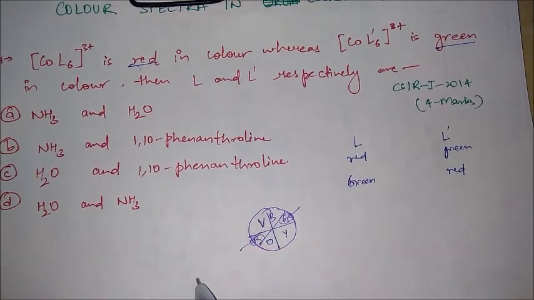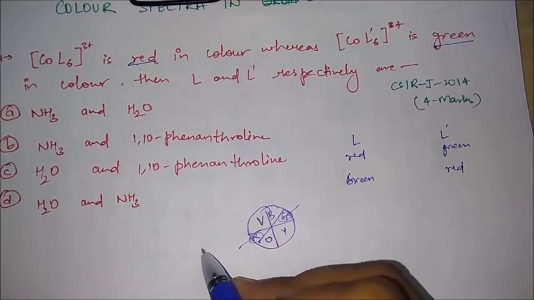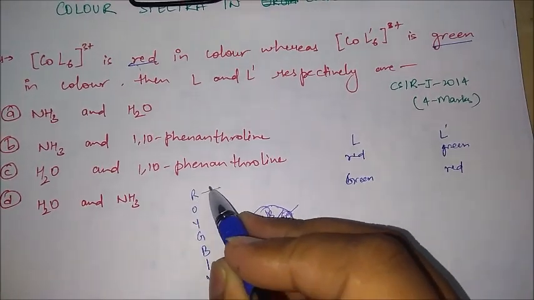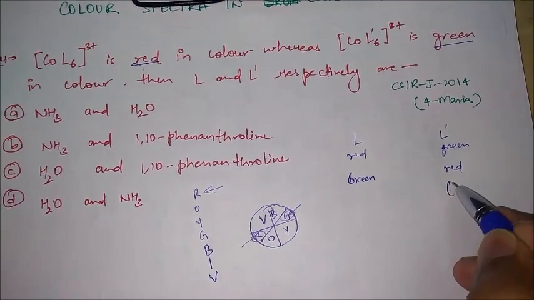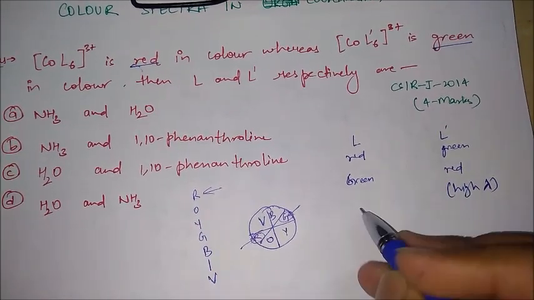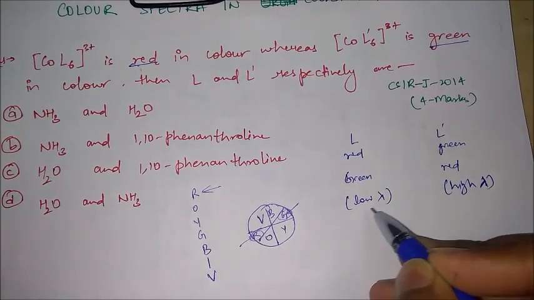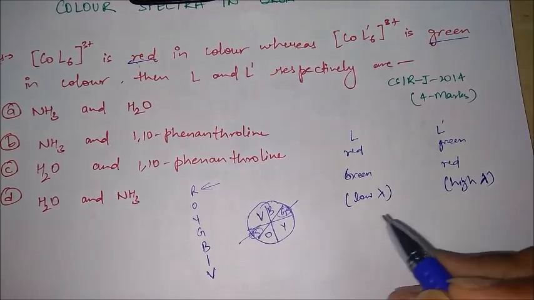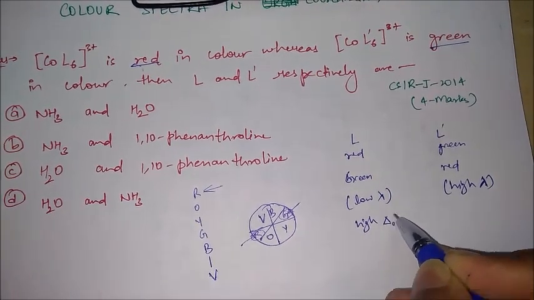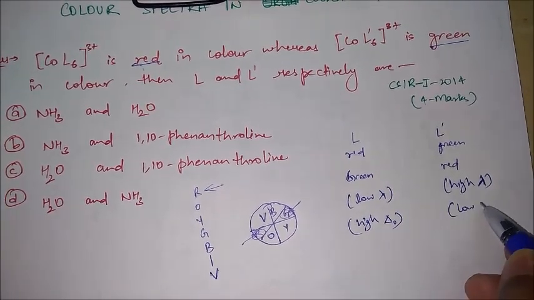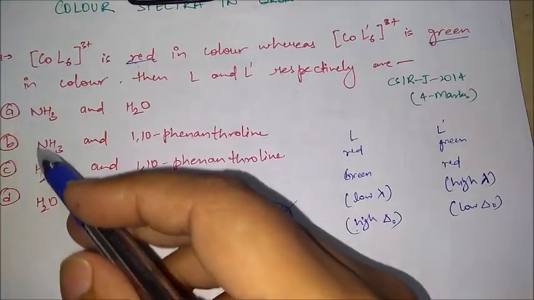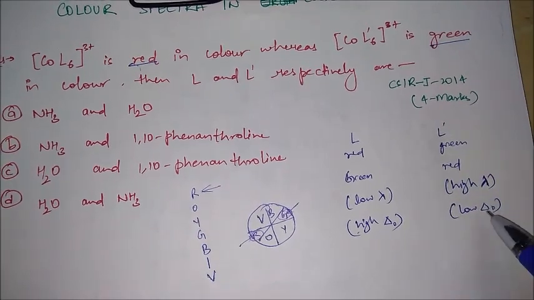Now quickly draw the wavelength order: G Y O R. Red has the highest wavelength, so it has a high lambda value, and for the other we have a low lambda value. Now write the order of energy. Energy order will be the reverse, so it will be high delta O and low delta O. So the first ligand L should be higher, and the second ligand should be lower.